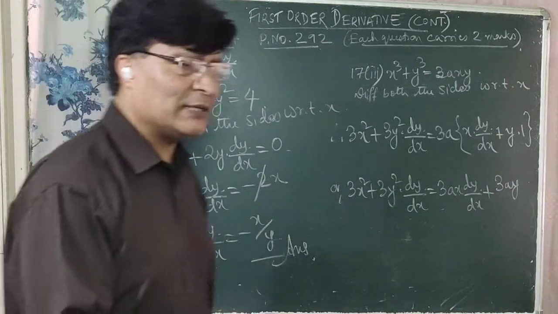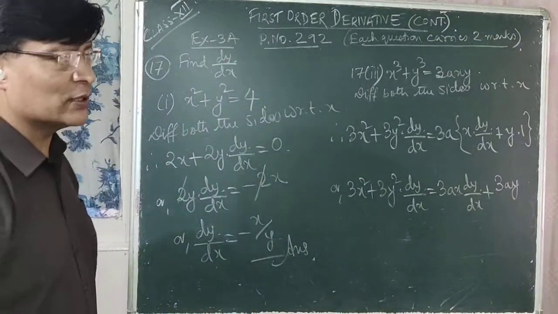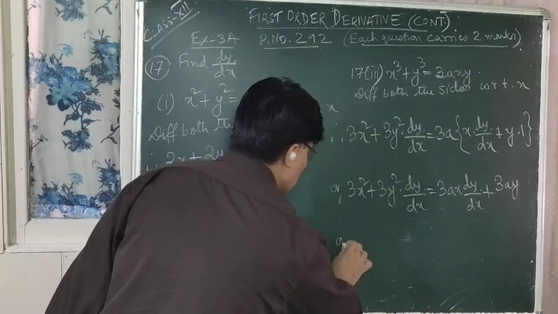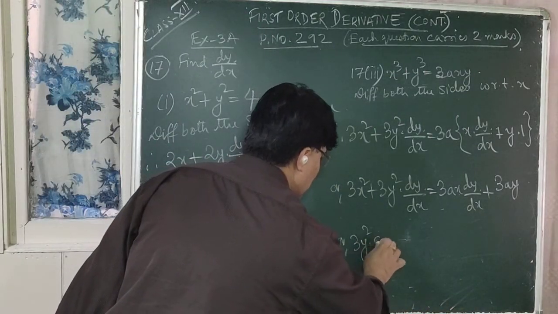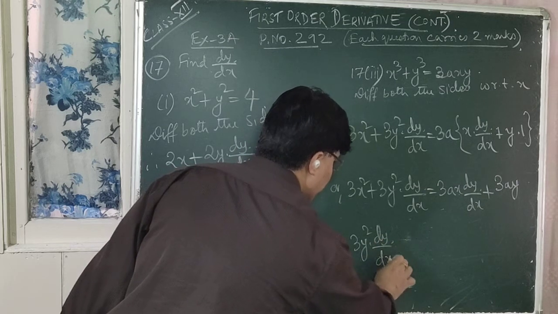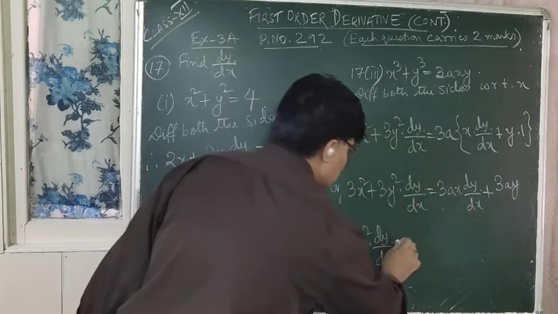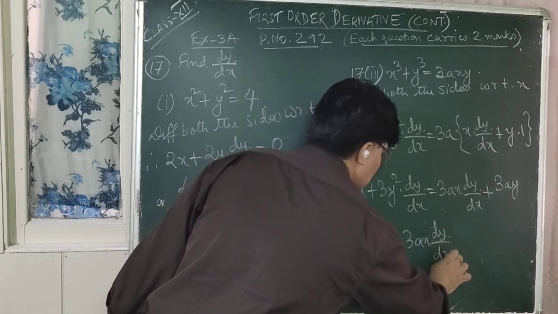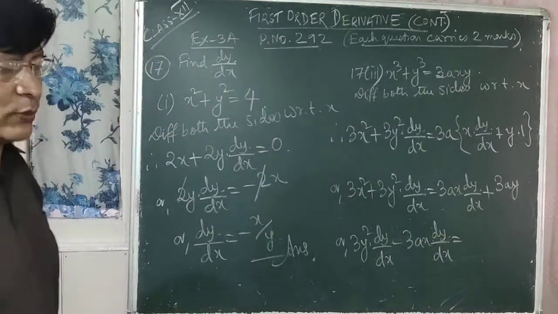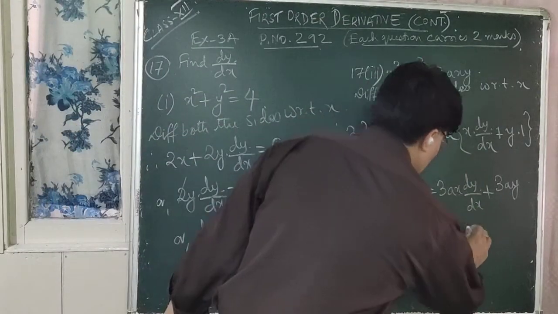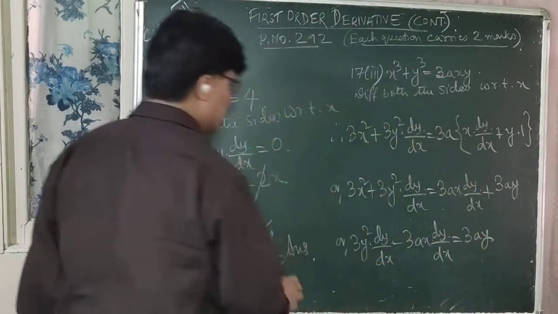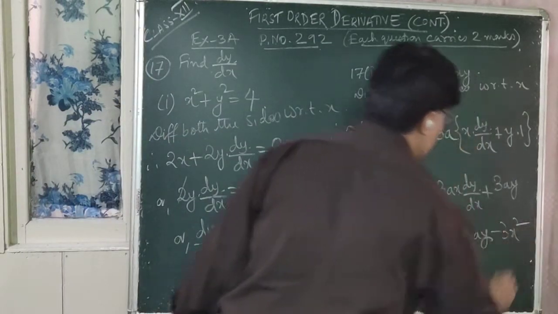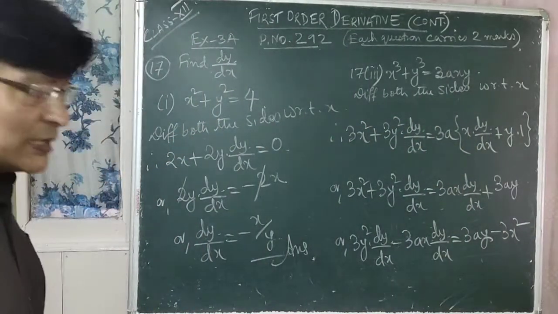Now you can keep the terms containing dy by dx on the left hand side and all other terms on the right hand side. That means 3y square into dy by dx, then minus 3ax into dy by dx, which is equal to, on the right hand side, what do we write? Now 3ay, then take this one, 3x square, to the right hand side, so it is minus 3x square. Is it clear?